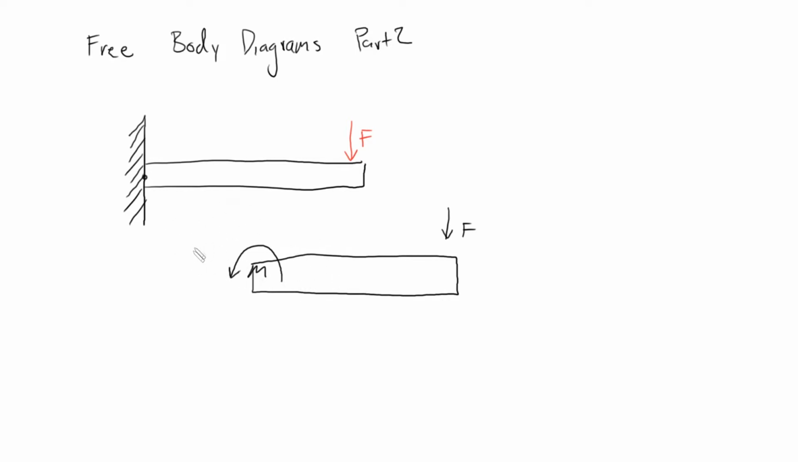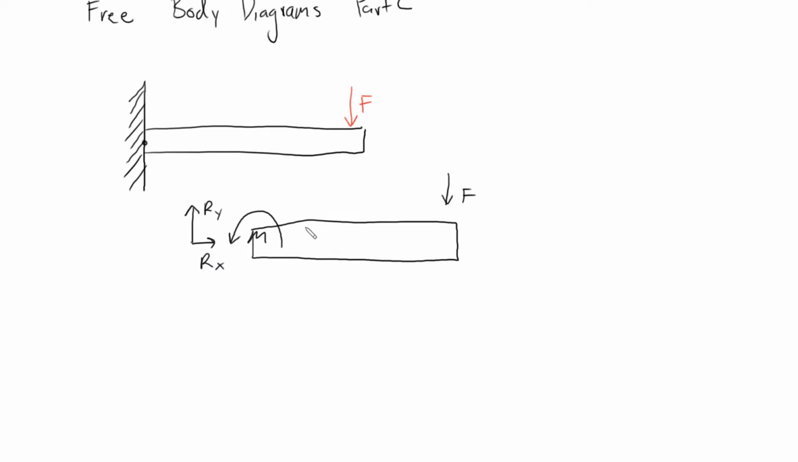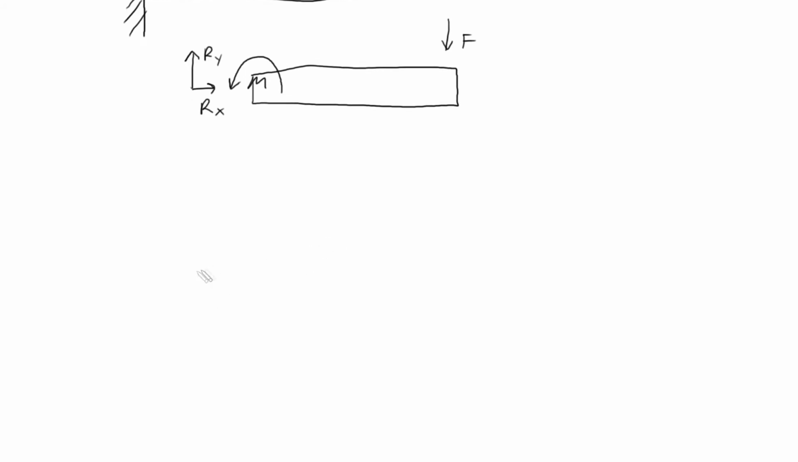And then we will just simply apply the reaction forces going in the y direction and in the x direction. So that's just a basic example of implementing the moment reaction in a free body diagram. But let's say we have maybe some arbitrary link, and it's being connected to another link, something like this.